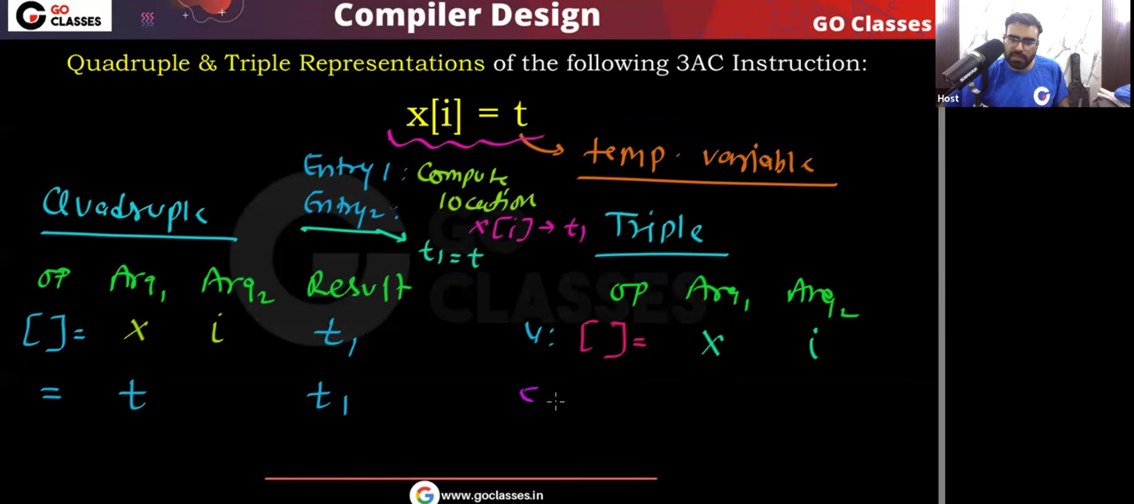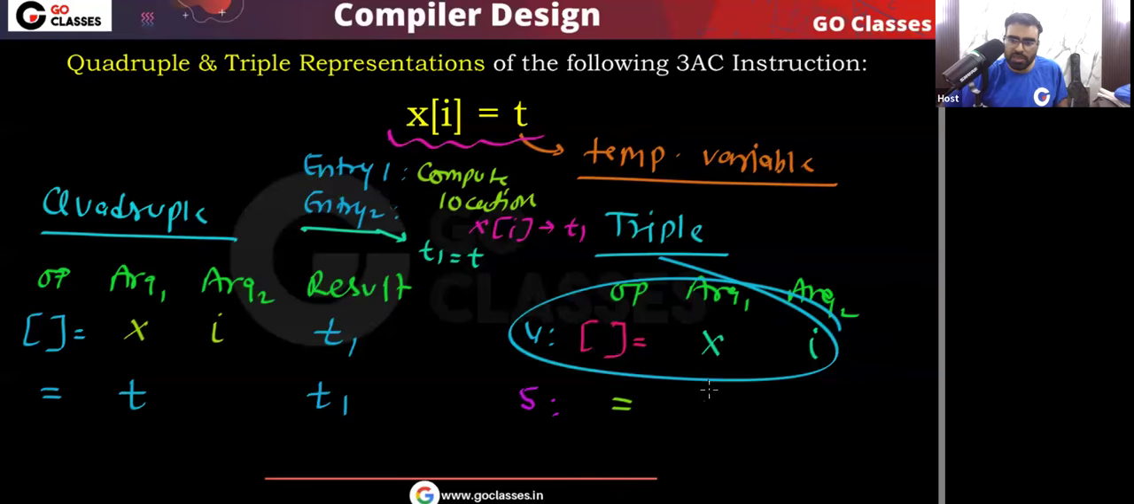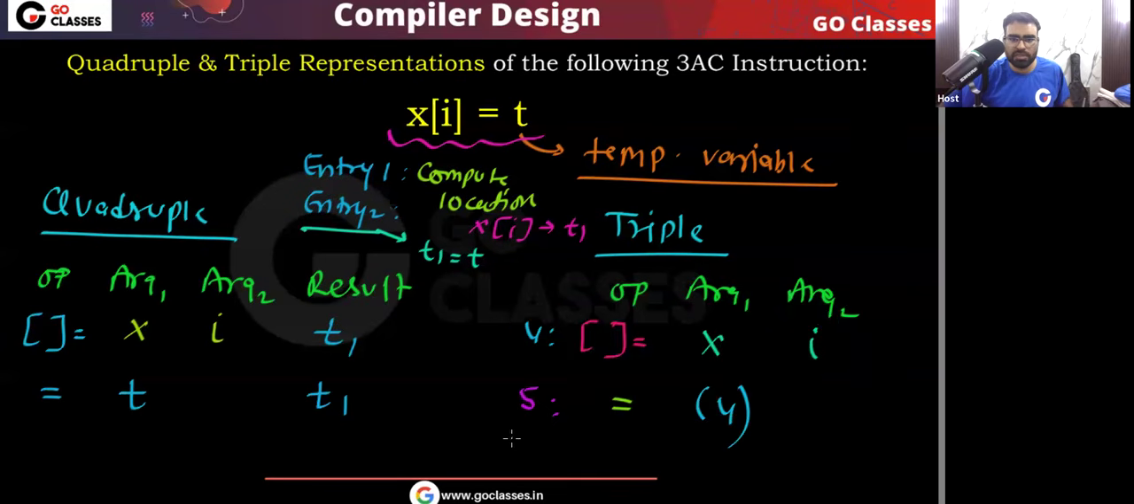Now at position 5 what we need to do is t1 assigned t. So you can see the operator will be assignment, and here t1 will be the argument 1. So tell me, what is t1 here? t1 is basically this position 4. Yes or no? This position 4 is basically your t1. And what is the argument 2? That is t. Argument 2 is t. Let's assume the position of t is 2. Okay, this is what I have assumed.